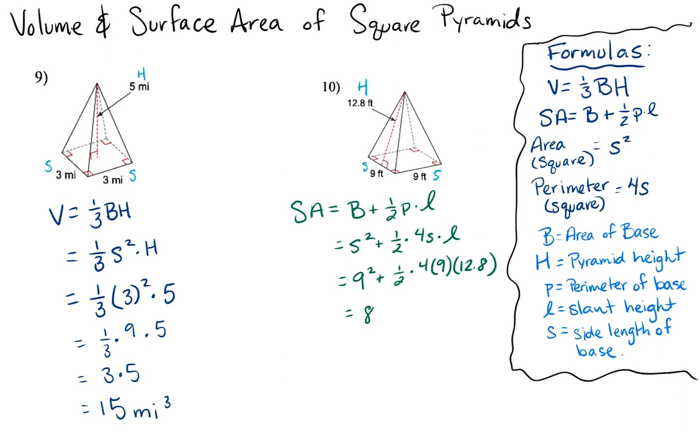So we get 81 plus 2 times 9 times 12.8. We are going to be dealing with a decimal here, so we're probably going to need a calculator. We get 81 plus 18 times 12.8, which is going to be 311.4 feet squared, because we're dealing with surface area.